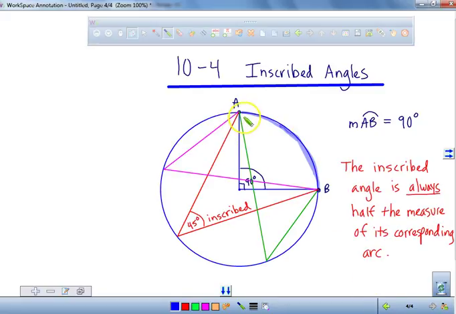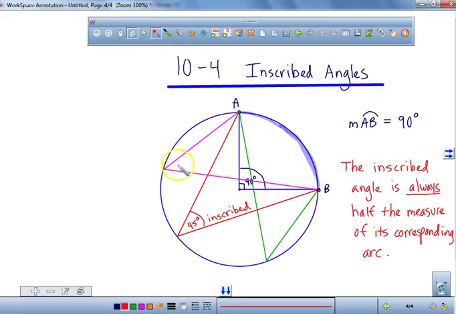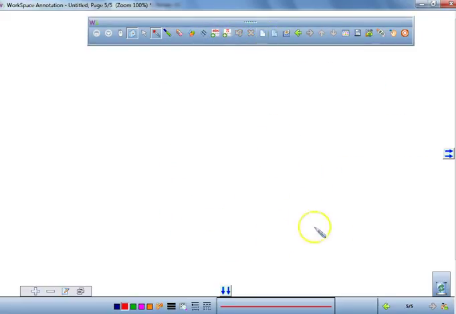Alright? So they all share the arc from A to B. What's the measure of all of these angles? 45, and this was also 45. Okay? That's important.